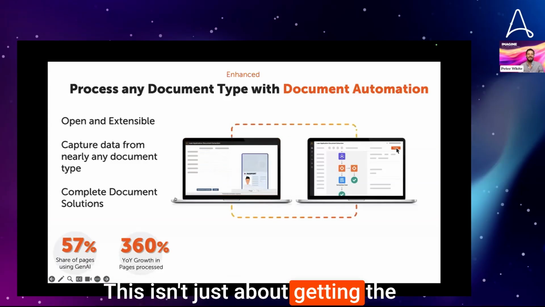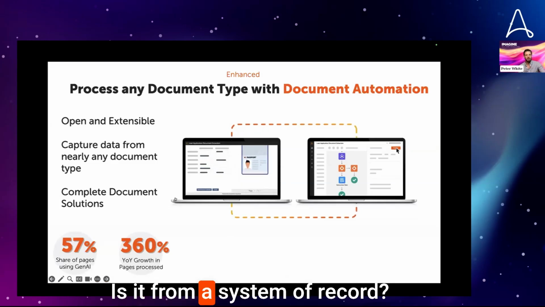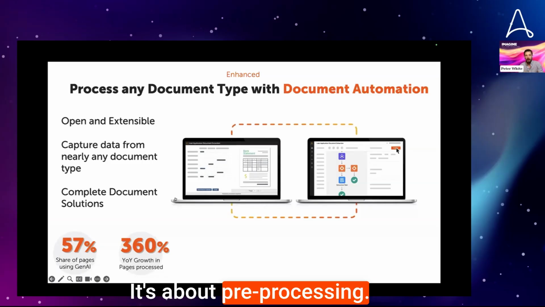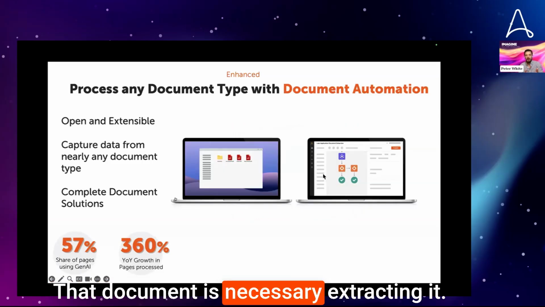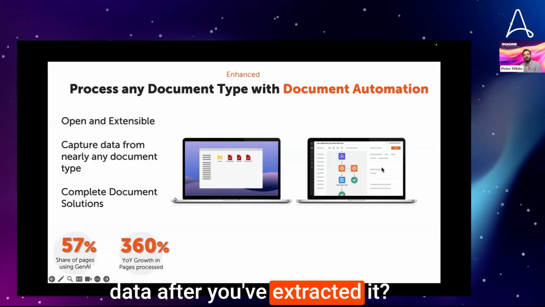This isn't just about getting the data out of the document, it's about where that document comes from. Is it from a system of record? Is it from an email? Is it from a user upload? It's about pre-processing that document as necessary, extracting it, and then what happens with that data after you've extracted it?